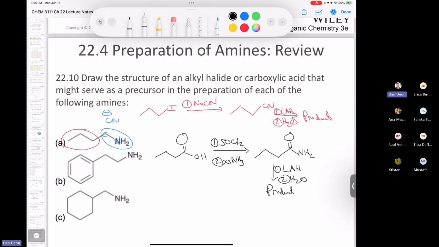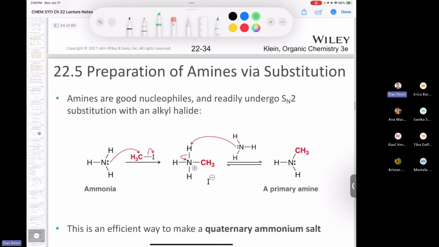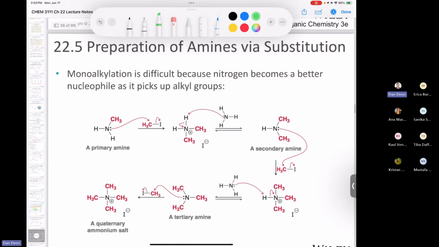So what we'll do in Wednesday's class, on the 19th, we're going to tackle these two problems here. Remember, you want to try doing it from the alkyl halide and from a carboxylic acid, so see if you can try both methods. After that, we'll get into preparation of amines via substitution. We're going to talk about how amines are good nucleophiles, how we can use them to make quaternary ammonium salts, what we also refer to as quats. Sometimes we call this a quat, okay?